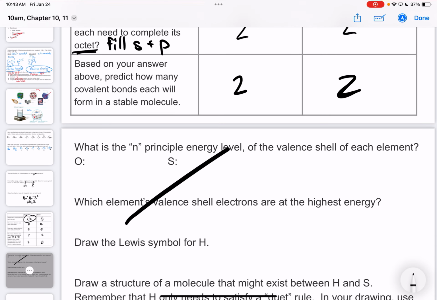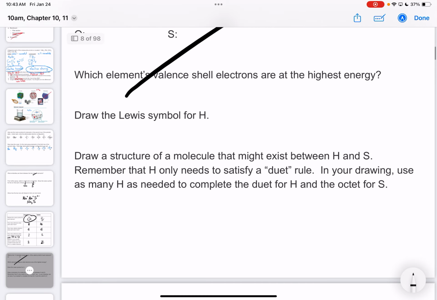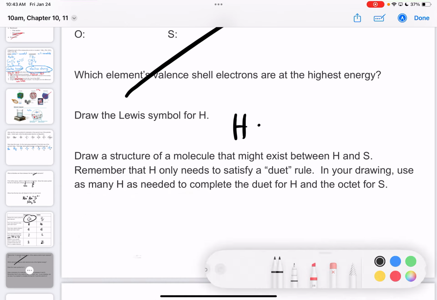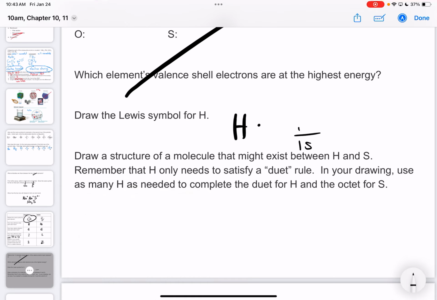Let's ignore this for now. So let's go on to the hydrogen sulfur thing because that's more cohesive. All right, hydrogen, what does hydrogen look like? It's got 1 electron. We need to draw its orbital diagram really quick though. It's very easy. It looks like this.